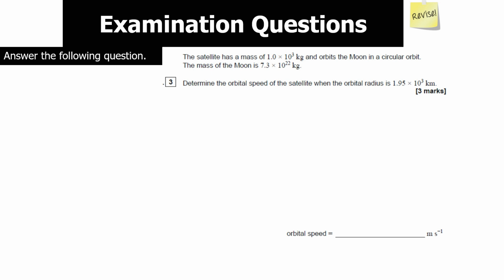The next question says, the satellite has a mass of 1 × 10⁻³ kilograms and orbits the moon in a circular orbit. The mass of the moon is 7.3 × 10²² kilograms. Determine the orbital speed of the satellite when the orbital radius is 1.95 × 10³ kilometers. So pause the video now, then unpause the video when you want to go through your answer.